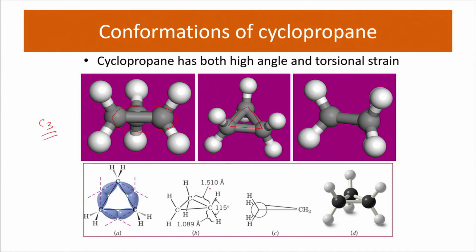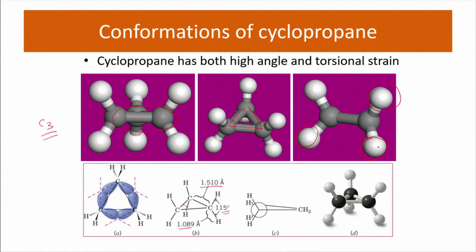So, the bond distance between carbons is 1.510 angstrom, and the carbon-hydrogen bond distance is 1.089 angstrom, and the hydrogen-carbon-hydrogen bond angle is around 115 degrees. This is the external one, and if you look at the internal carbon bond angle, it is close to 60 degrees. That is why we call this an equilateral triangle. And here we can actually see the eclipsing of hydrogen atoms. If you look at the front and the back hydrogen atoms, they are in the eclipsed conformation.